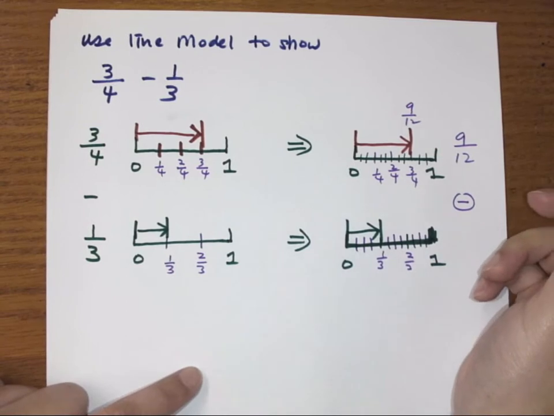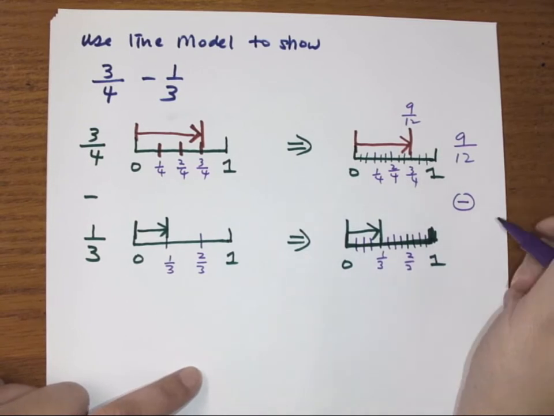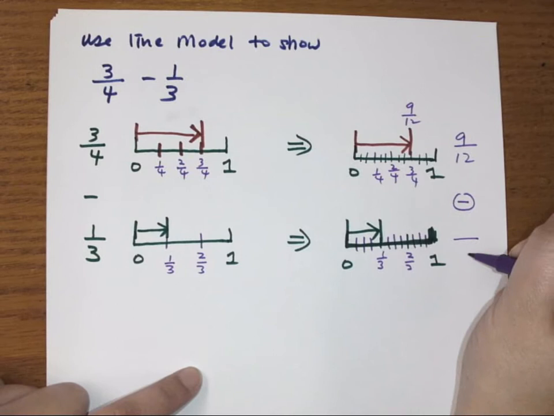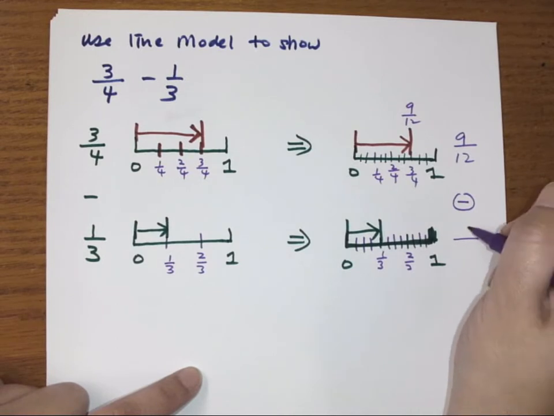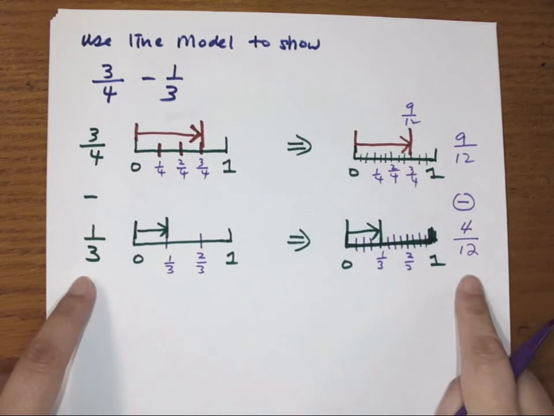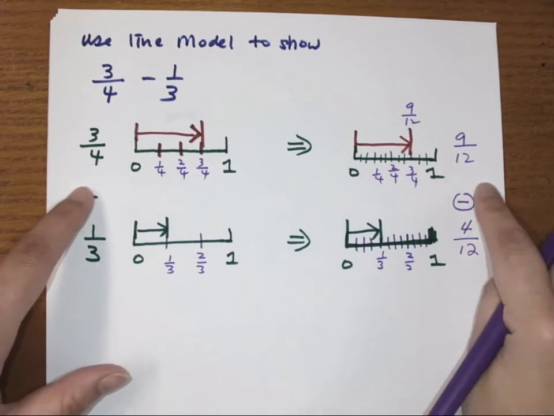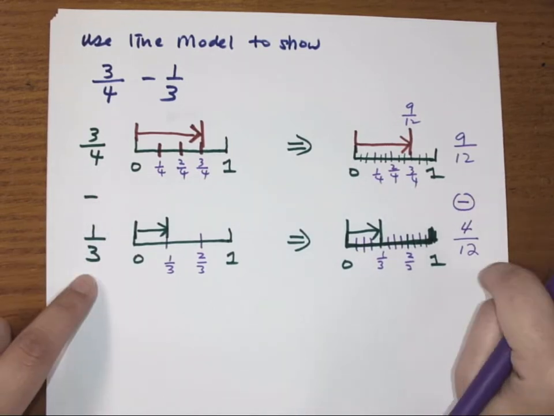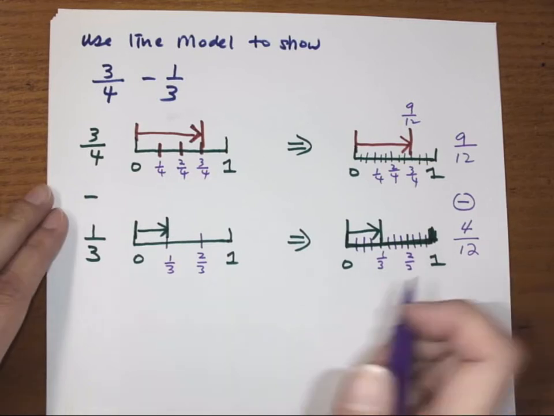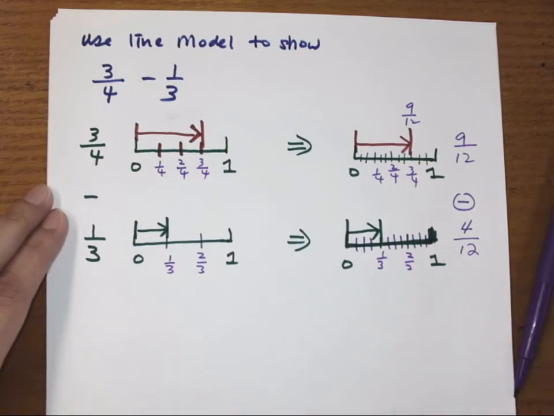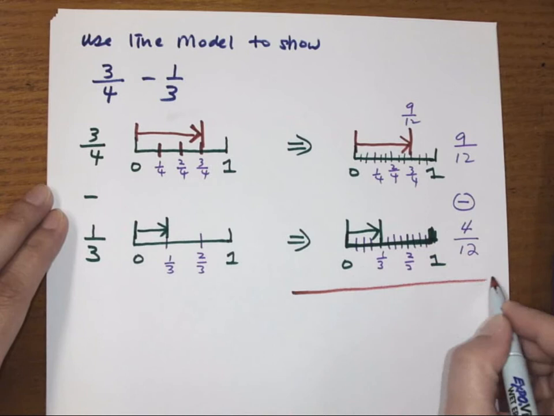So now, totally, how many markings? Oh, you mean 4 out of 12 equal parts. So those are your equivalent fractions. 3/4 is the same as 9/12. 1/3 is the same as 4/12. So next we're going to need to draw the answer, right?